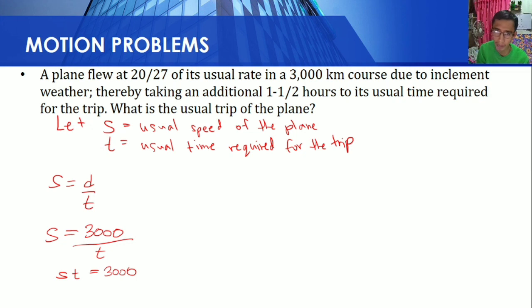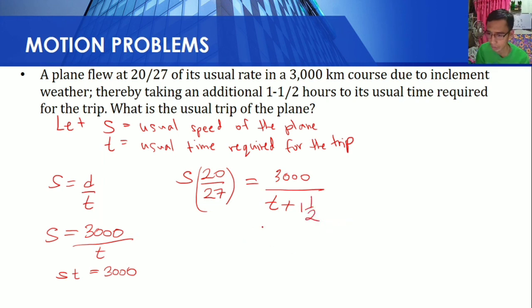When there is inclement weather, or the weather is not good, it will take an additional 1.5 hours to its usual time required for that trip. So, we said S is equal to D over T. The speed is 20/27 of its usual rate, so the speed is S times 20/27, which is equal to the usual distance, 3,000, over time plus, since there is an additional 1.5 hours, plus 1.5 hours.